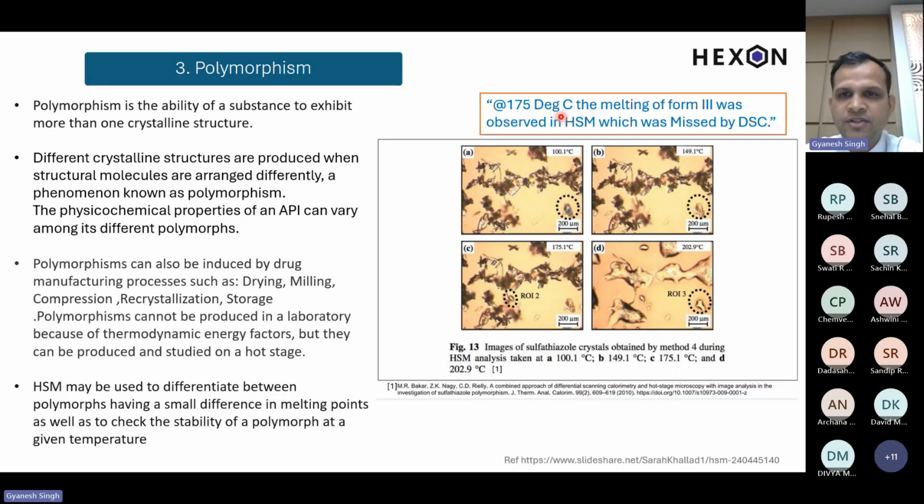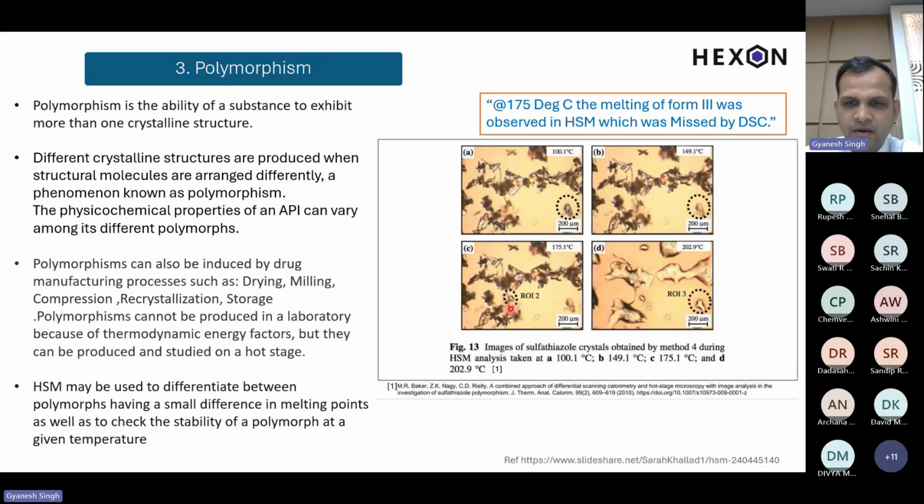At 175 degrees Celsius, the melting of form 3 was observed in HSM, hot stage microscopy here, which was missed by DSC. If you can see in this image, at 100 degrees Celsius, this region is of interest for observation. At 149, you can see that this region has become transparent. That crystal has started showing transparency. But at 175, the particle, over here, region 1, 2, has started melting. And then region 3 is again the particle of our interest.